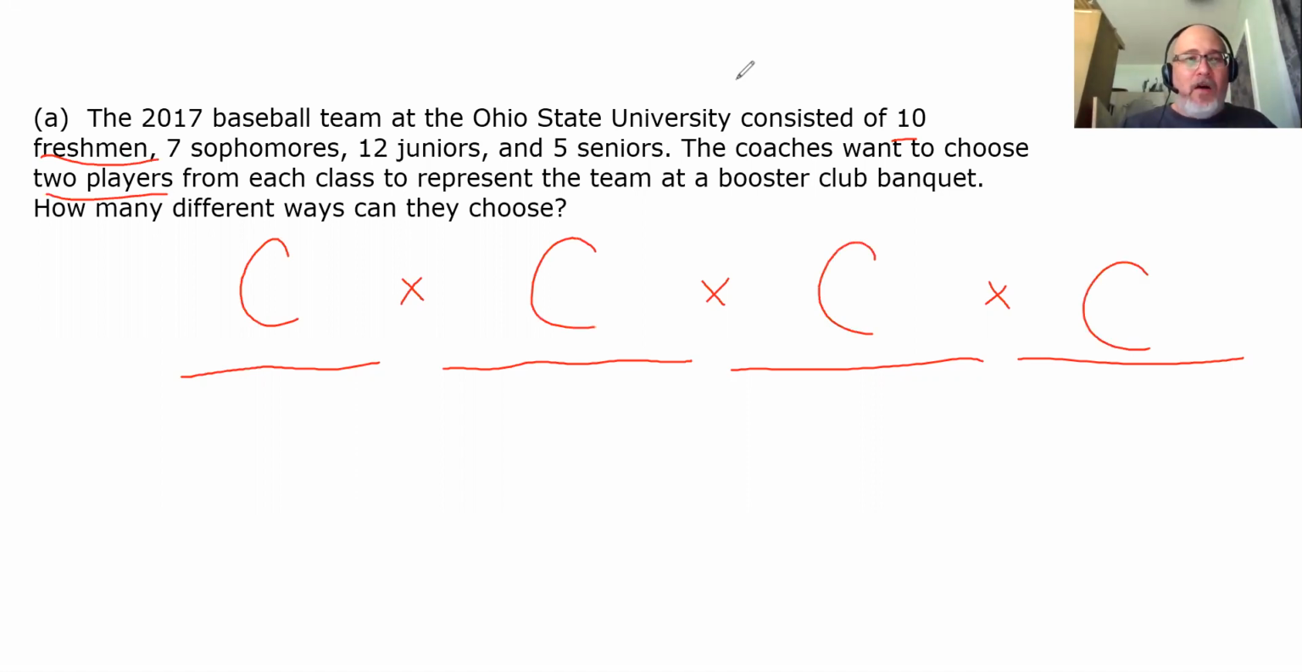Additionally, they're going to choose 2 from each class. So they're going to choose 2 freshmen, 2 sophomores, 2 juniors, and 2 seniors. They have 10 freshmen to choose from, 7 sophomores to choose from, 12 juniors to choose from, and 5 seniors to choose from. So this should give us the total number of ways they could pick the 8 players to go to the banquet. Let's clean up the dashes and work these out.